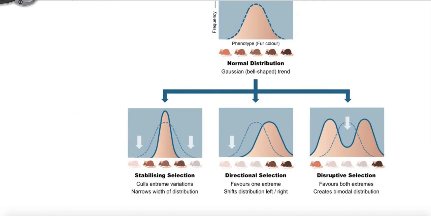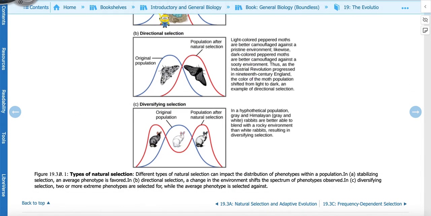The example here that I particularly like, and this is based on also the environment, is the hypothetical population of the gray and Himalayan, which are the gray and white rabbits. And depending on where they live, right, they might be better camouflaged, or they might be better to blend with certain environments if they are gray or gray and white rather than just being white. So this will result in a diversifying selection where both extremes are favored.